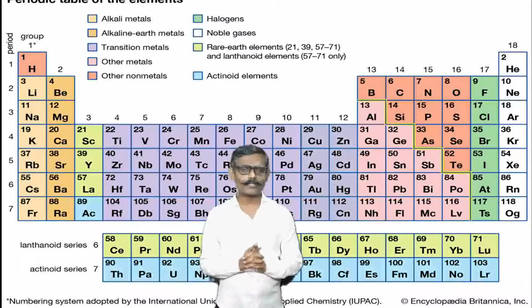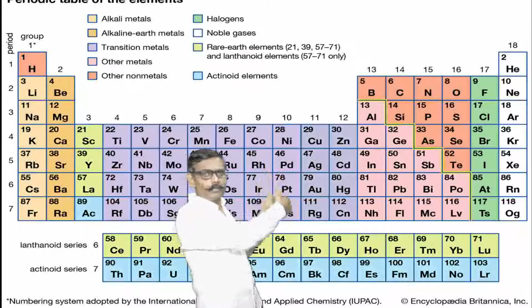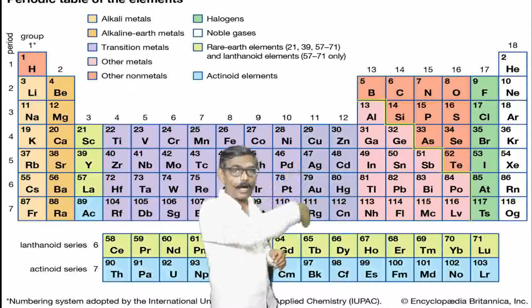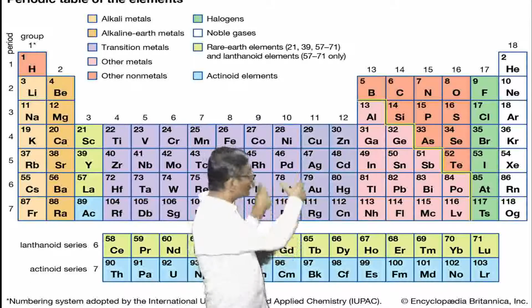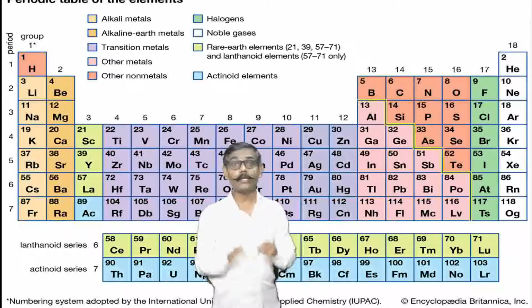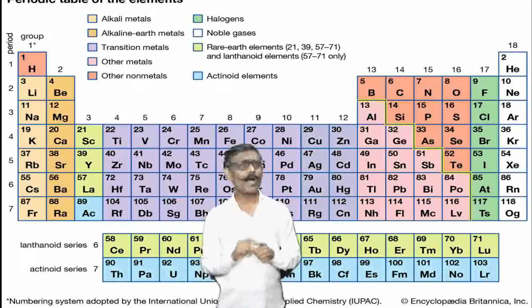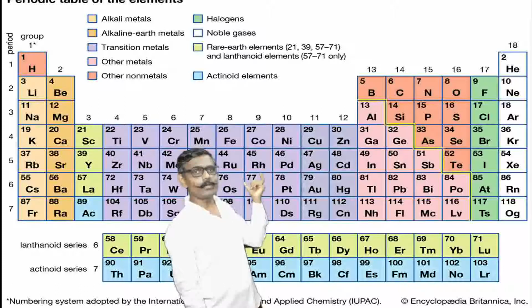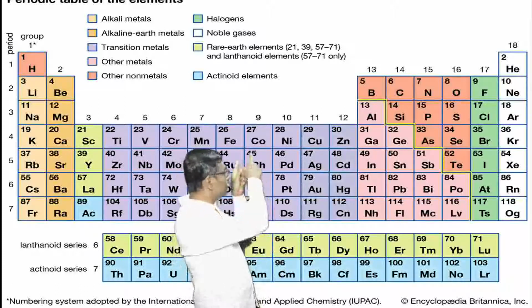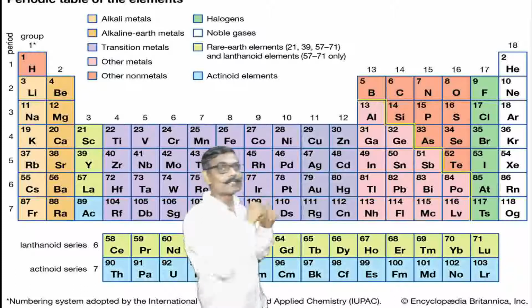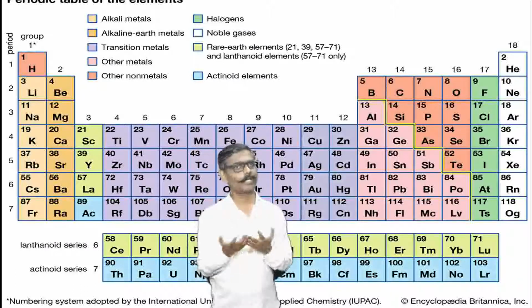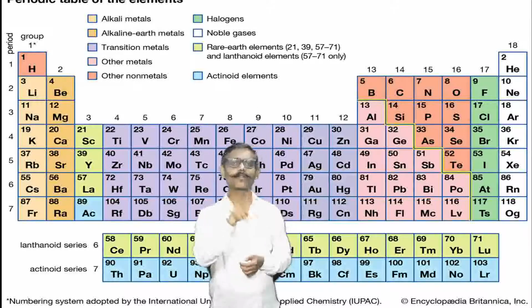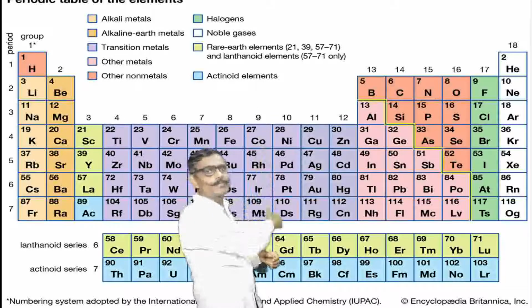Now the question arises, in this periodic table, in total how many columns are there? How many groups are there? 18. Why? Because if you see at the beginning, in group 1 and group 2, s orbitals are filled. And an s orbital can accommodate how many electrons maximum? 2 electrons. Therefore, 2 columns are there.